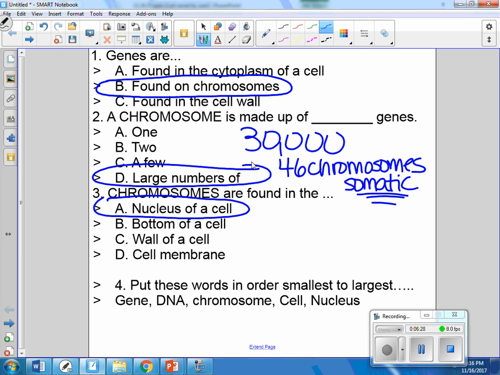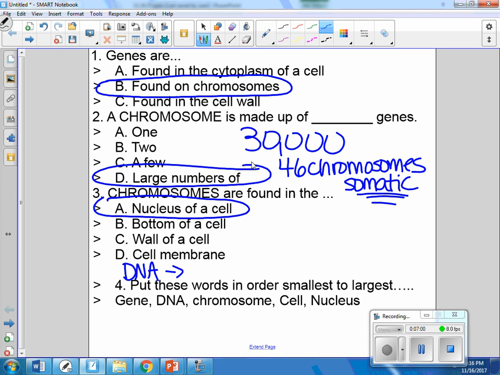Smallest piece of genetic information is going to be what? DNA, good. Bigger than DNA. It has a code. And this little code makes up this next thing. What does DNA make up? Here are our choices: genes, DNA, chromosome, cell, and nucleus.